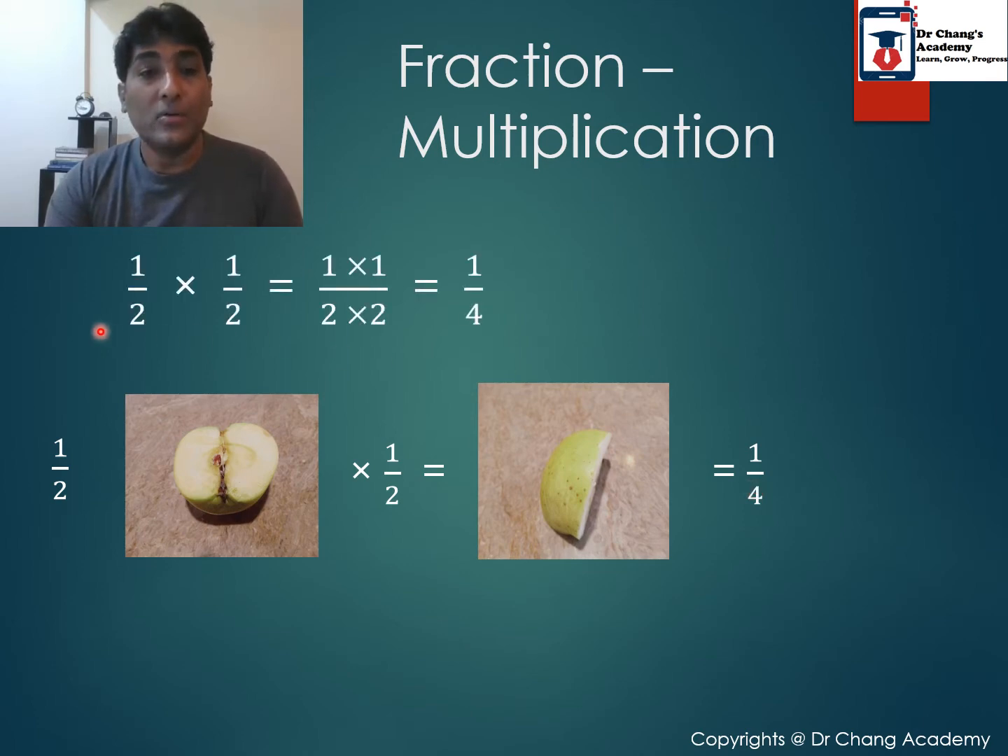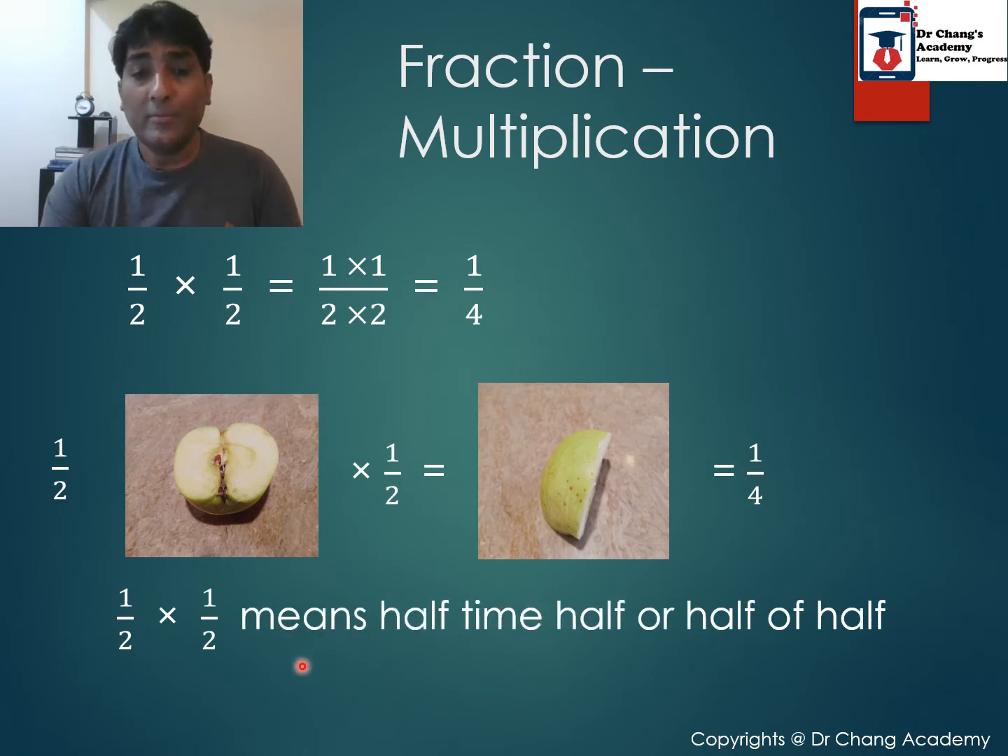This is how we work procedurally. Half multiplied by half, or 1 over 2 multiplied by 1 over 2, is equal to 1 multiplied by 1 and 2 multiplied by 2, because procedurally we just multiply numerator with numerator and denominator with denominator, and the answer is 1/4, like we saw here. So half of half is 1/4, and practically we can see here that half of half is 1/4.